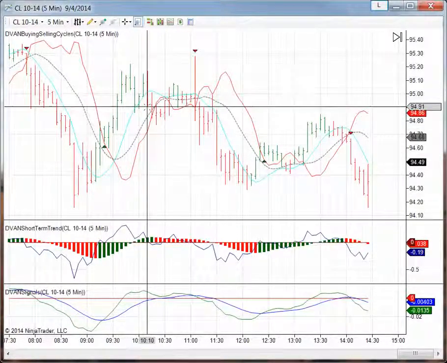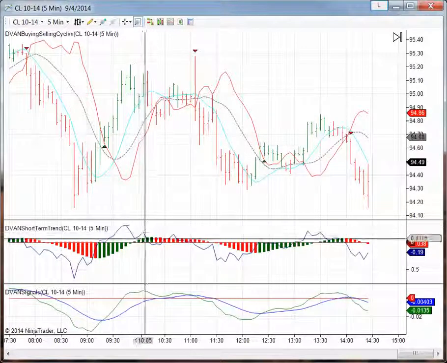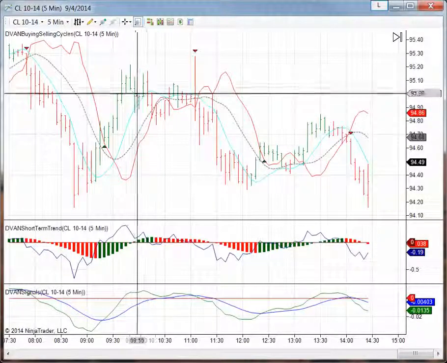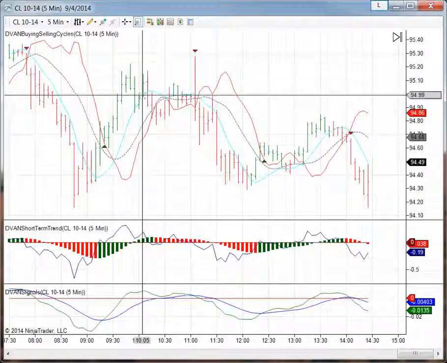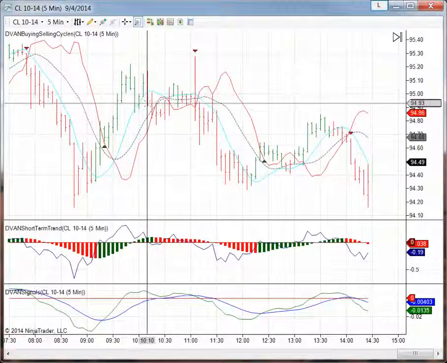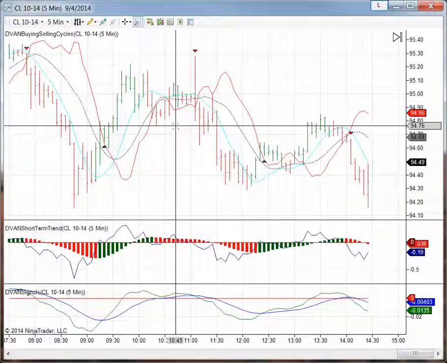A good place to get out would be when we start seeing this leading line come back into the histogram and the red price bar come in, meaning that selling pressure is dominant there. This marks a period of consolidation that we'd just as well be out of.